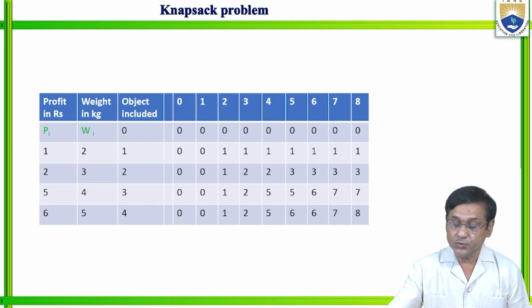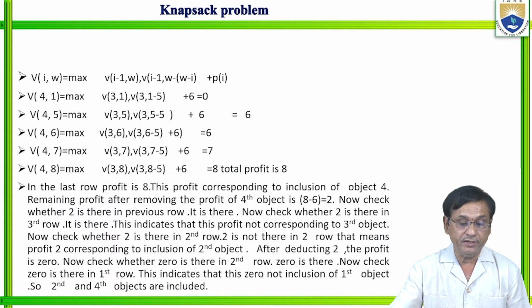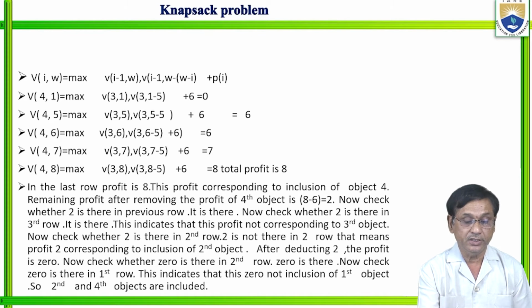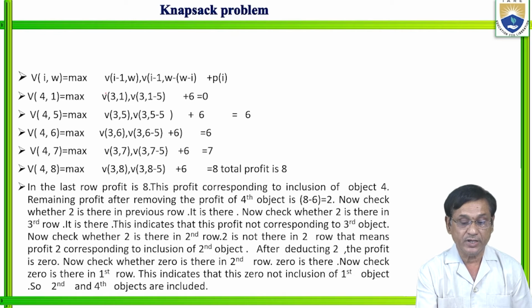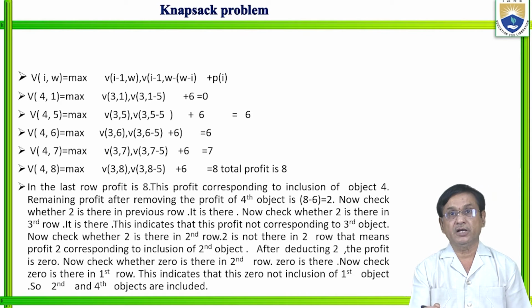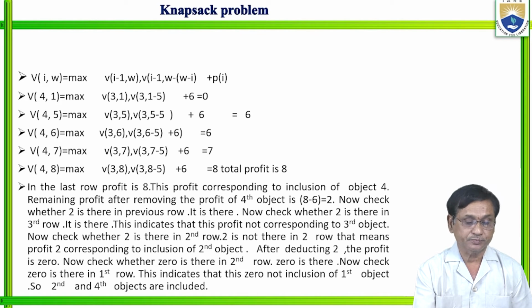Now you can use the formula for finding out the values. Now you see the formula is V of I comma W. I is the object, W is the weight of the object. In that we have to consider the maximum of V of I minus 1 comma W, and V of I minus 1 comma W minus the weight of the object I, plus the profit corresponding to that object. So you can use this formula for finding out the values.